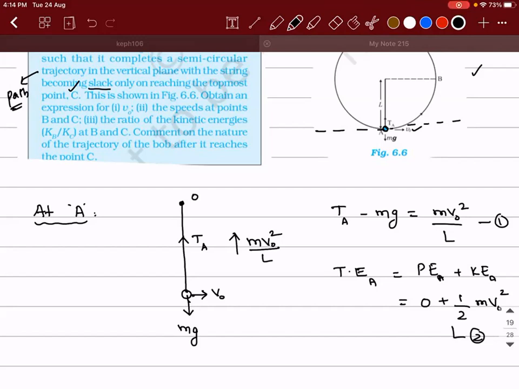So in this particular scenario, what we are going to do is we will be applying two concepts. What are they? One is Newton's second law. Second is the energy conservation theorem.